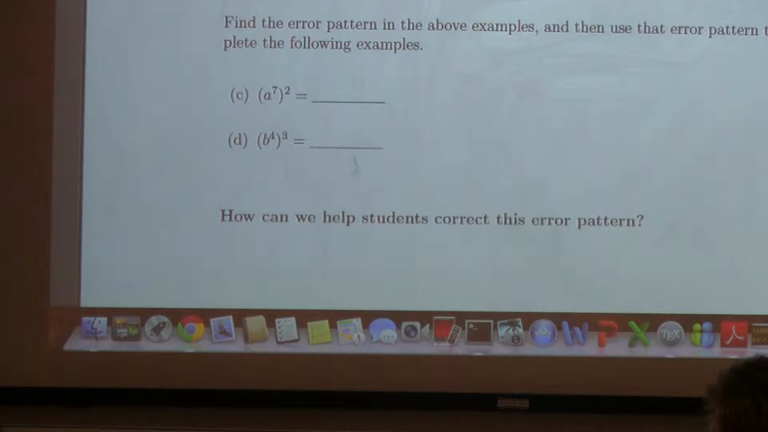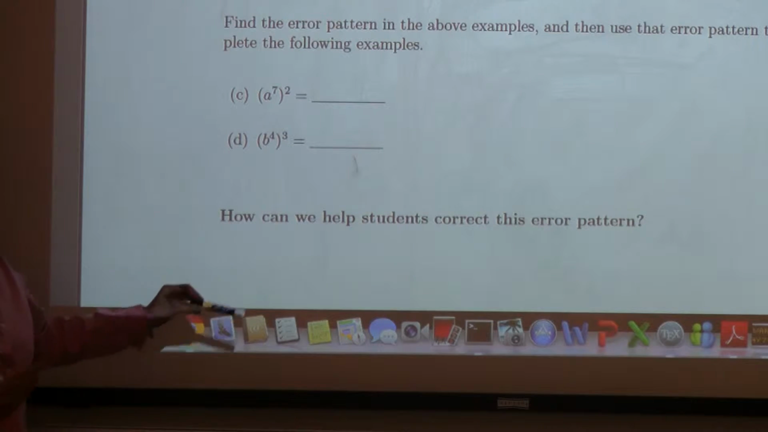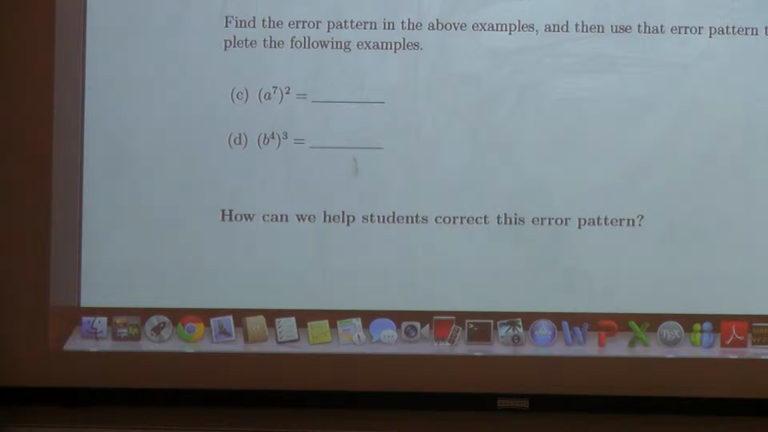So that you can then say, okay, I know how this kid is thinking, and I know what that kid is going to do. And then after that, how can we help that student, maybe not kid, but student, correct that error pattern?